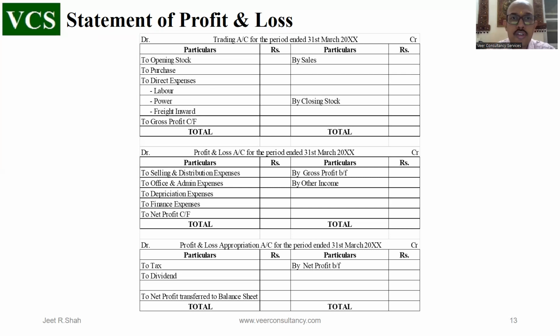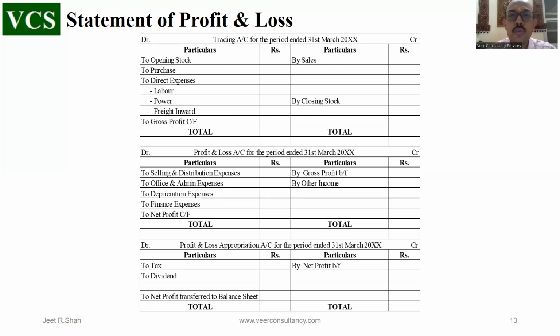Okay. So here you can say that in the trading account, on the credit side, it's by sales and by closing stock. Over here you have the opening stock, to purchases, to all the direct expenses. These are all those expenses that you incur so as to manufacture the goods or services that you are providing to the customers. So when you do sales plus closing stock and then minus all these things on the debit side, you get the gross profit, if credit is more than debit, of course. If this is not the case, gross loss will come on the credit side.